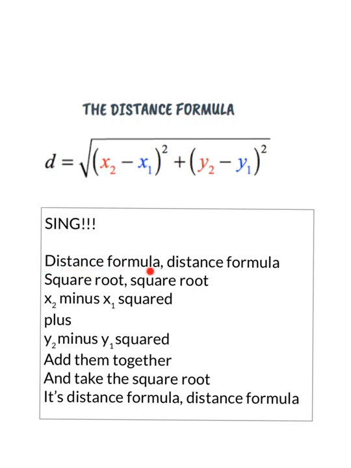Distance formula, distance formula, square root, x2 minus x1 squared plus y2 minus y1 squared. Add them together and take the square root. It's distance formula. Distance formula.